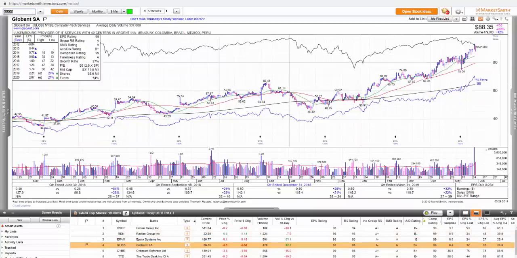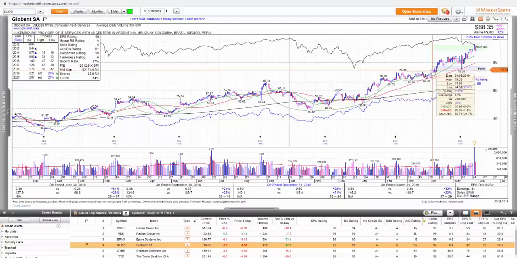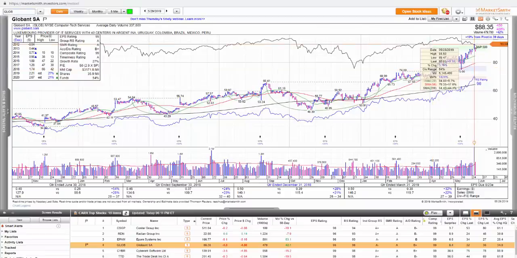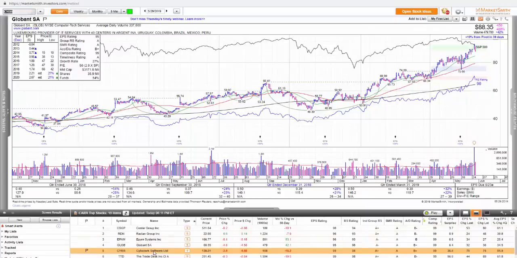Globant is one I have a long-term position in, been a long-term holder of this stock. It's an amazing, fundamentally sound, growing company. Really like it a lot. It gave a buy signal just over 74 in early April. It went all the way up to 93. Nice looking move there. It's a little too late to buy into that one now, but that's a good one.